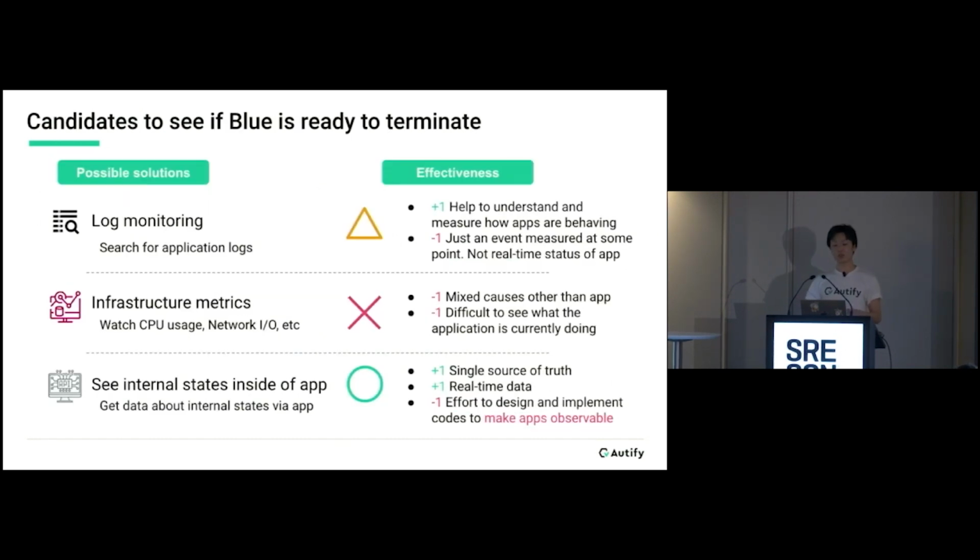To begin with, we should consider how to see that the blue environment is ready to terminate. The options that come to mind would be the following: log monitoring and infrastructure metrics are an option, but they are not perfect because they are not suitable for seeing application real-time status. In contrast, seeing internal states inside of the application is a good option because it's a single source of truth. But to adopt this idea, we need to consider our design to make stateful applications observable.